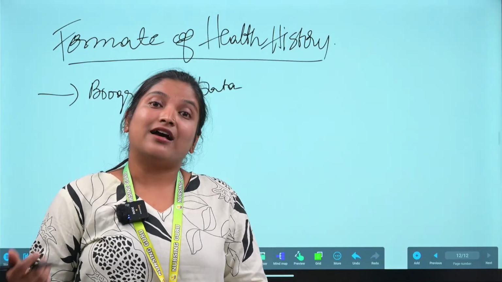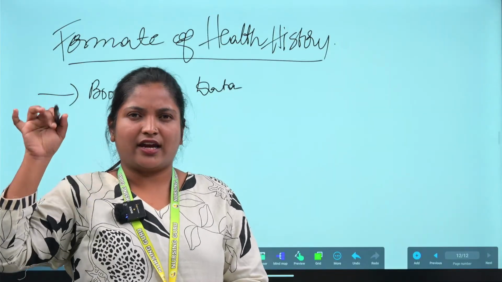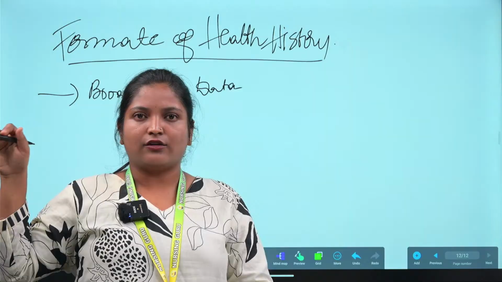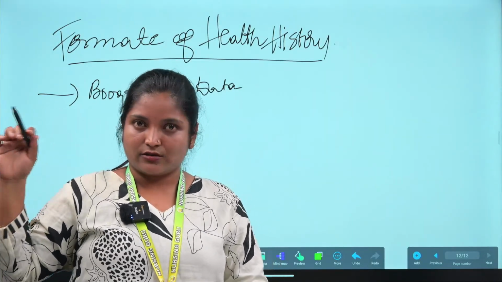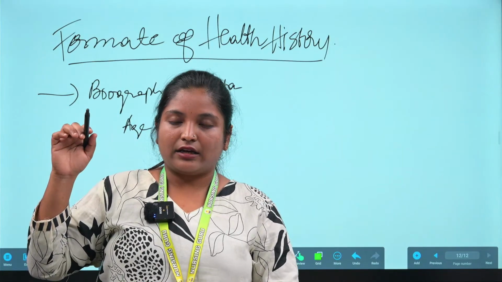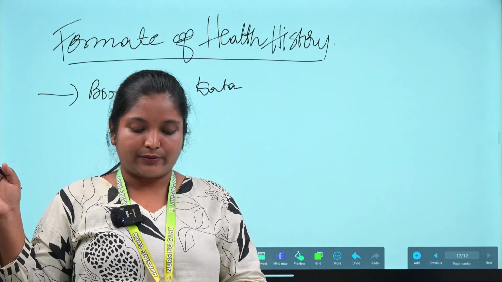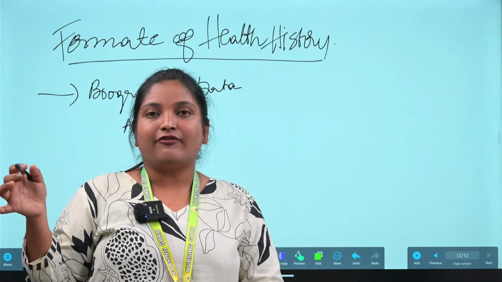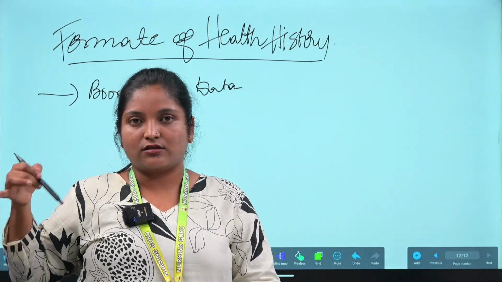Next, past history. First, students understand: first name, age, general biographical data you are going to collect. Next, address, you are also going to take. After that, regarding admission to the hospital, the date of admission and all related things are going to be collected. After diagnosis, present illness, past illness, present health history, past health history.